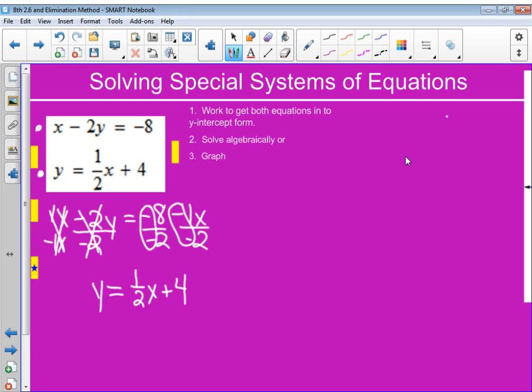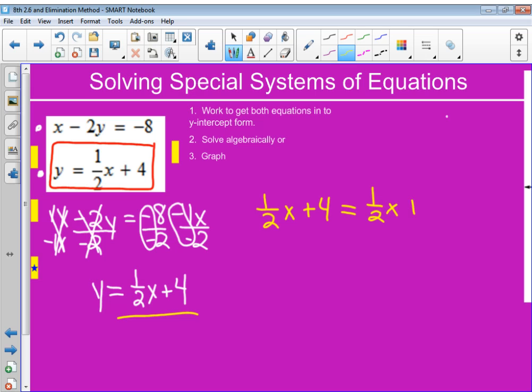The second equation was this one right here. So when I write them out algebraically, this is what I have. 1/2 x plus 4 equals 1/2 x plus 4. So when I look at them, the slopes are exactly the same. They're gone. I'm left with 4 equals 4. And back in chapter 1, that's what we would call an infinite solution.